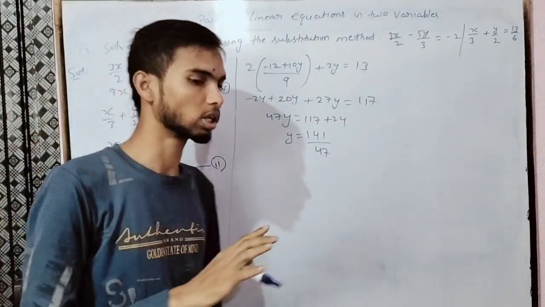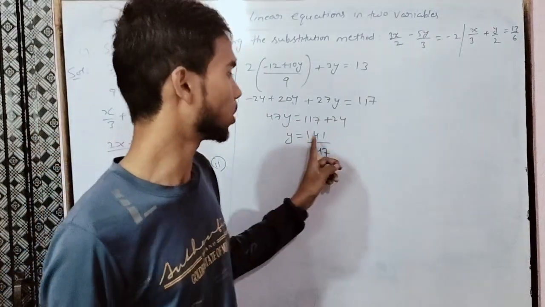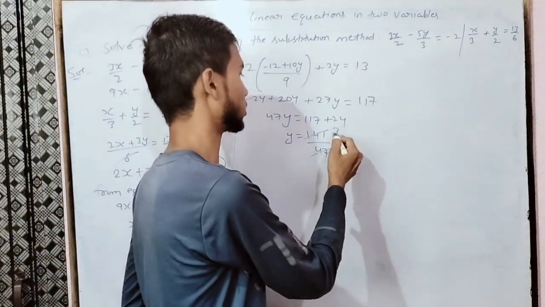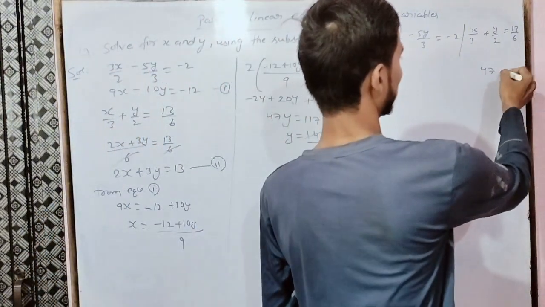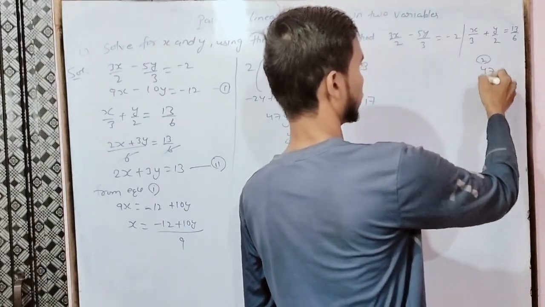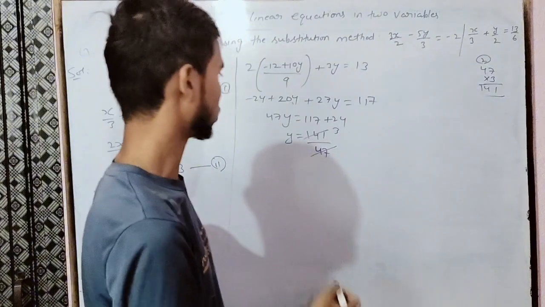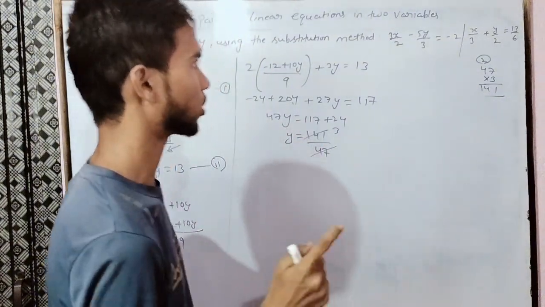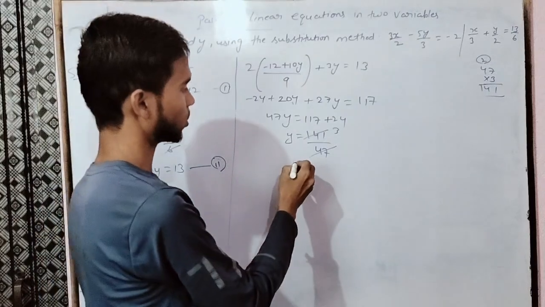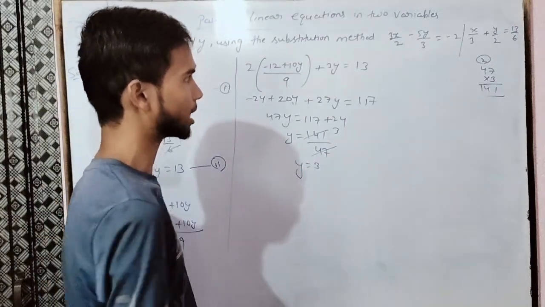Now 47 will cut 141 by 3. You can check here, 47 by 3: 3 fours are 12 and 21, so you can see 47 is cutting 141 by 3. So here we have left y as 3.